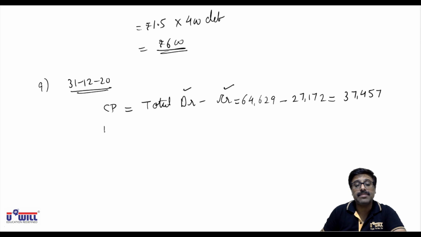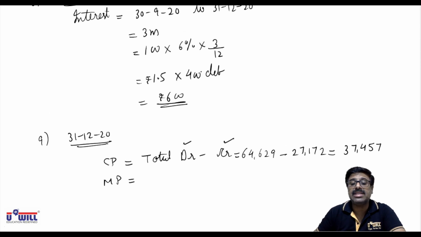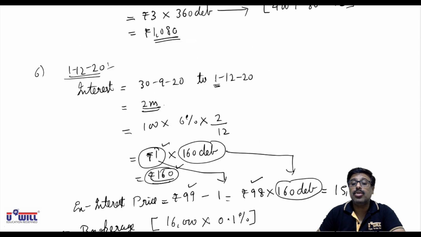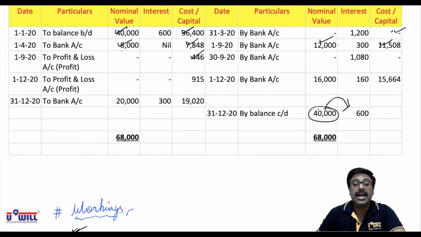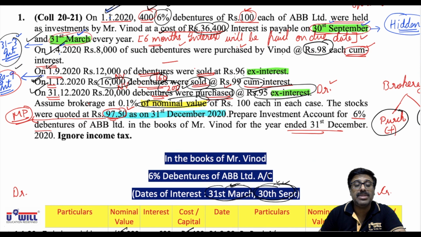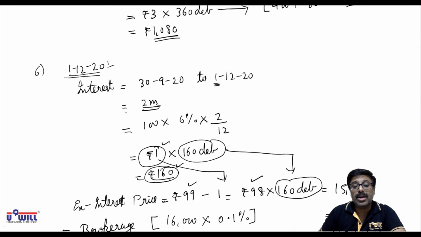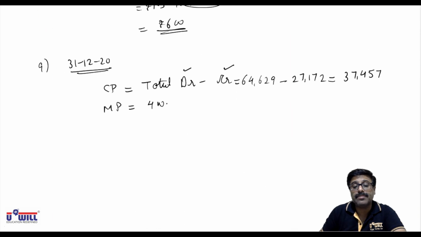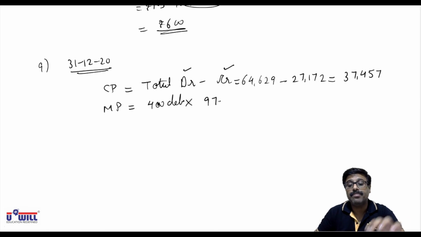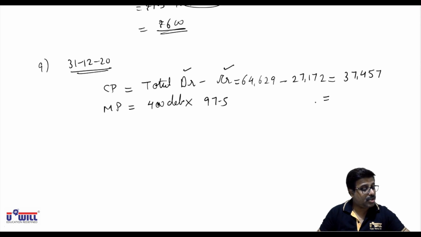Now market price. Just now we discussed how many debentures are left out with us. 40,000 means 400 debentures are left out with us. And market price is given 97.5 rupees in the last paragraph. 400 debentures into market price 97.5. We get 39,000. Now we always record the investments at cost price or market price, whichever is less. Here which one is less? Cost price is less. Well and good.